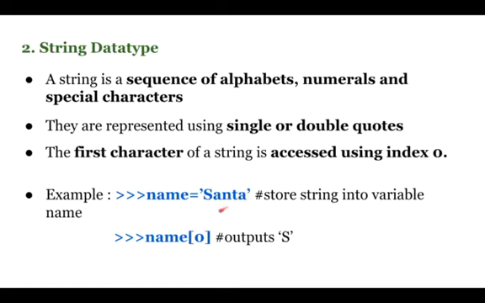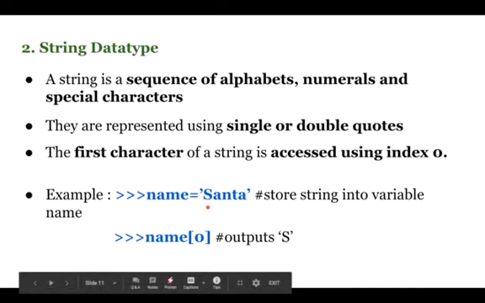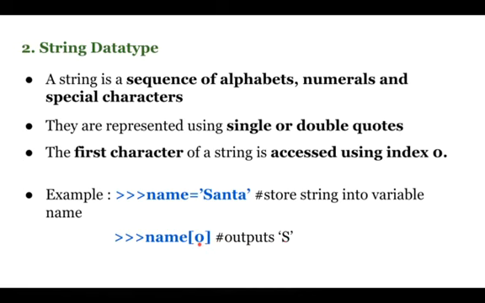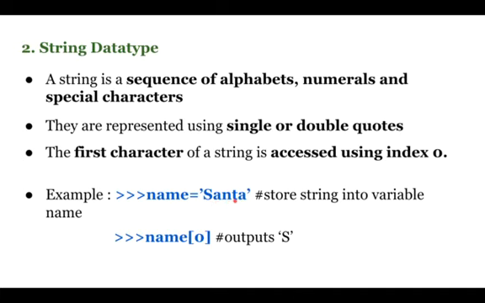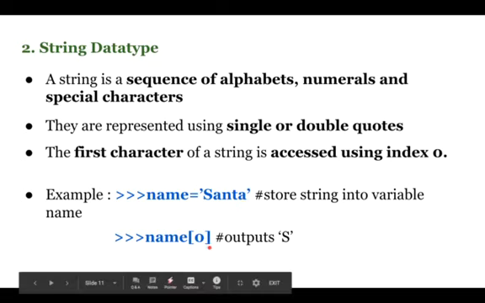While referring to these letters, if you have to refer to each of these letters, you have to access it like this: name of 0, which will display the output as S. If I give name of 4, which will be the letter displayed, this is 0, 1, 2, 3, 4. So name of 4 will display the output as A.